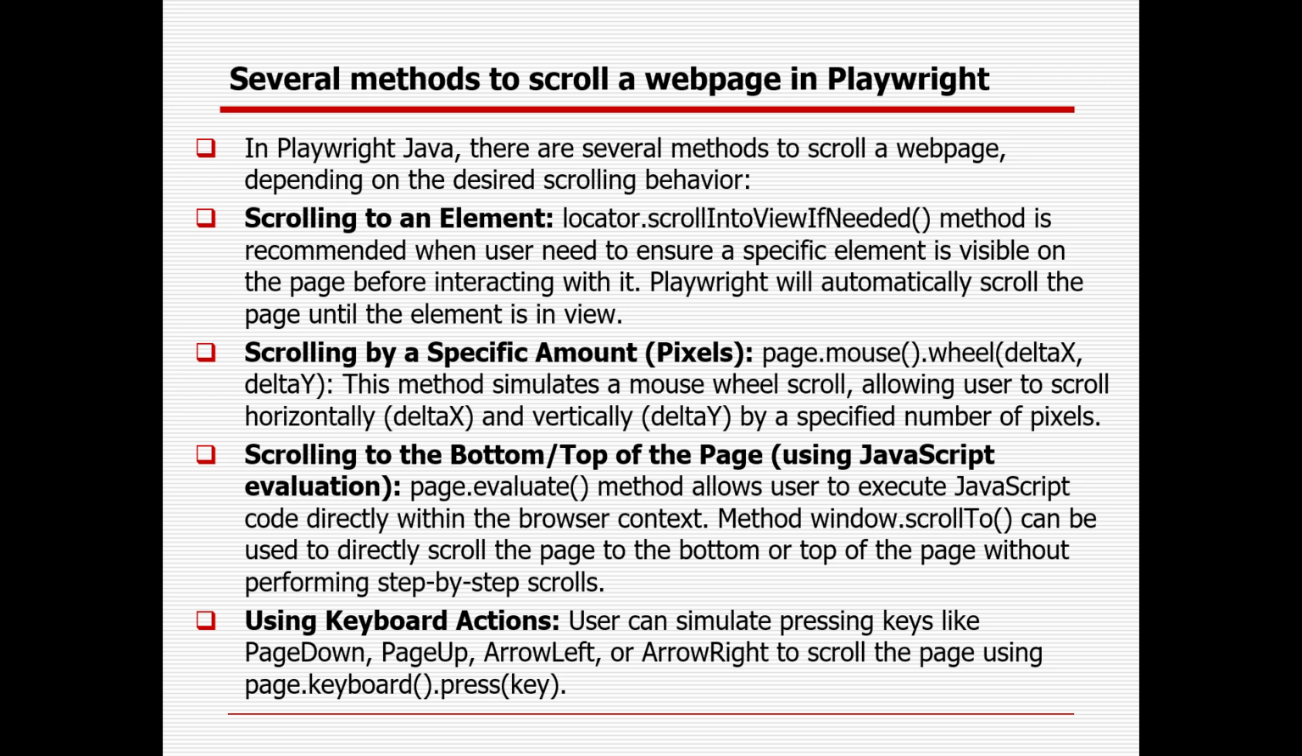The fourth option is using keyboard actions. The user can simulate pressing keys like Page Down and Page Up, especially for vertical, top to bottom or bottom to top movement, and Arrow Left and Arrow Right, especially for horizontal movement. To scroll the page use page.keyboard.press, and in the keys pass either Page Down, Page Up, Arrow Left or Arrow Right.